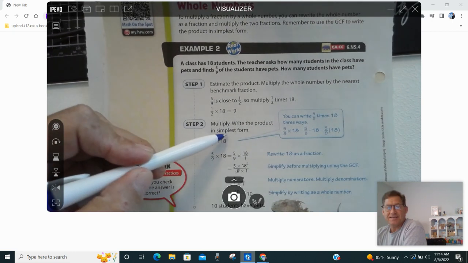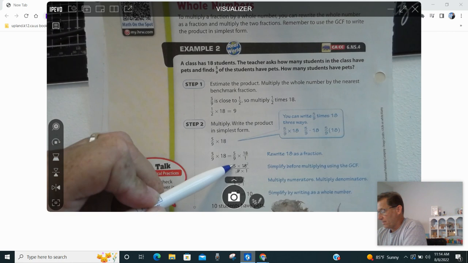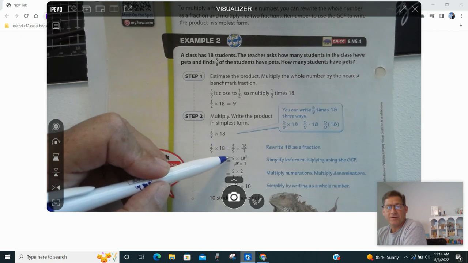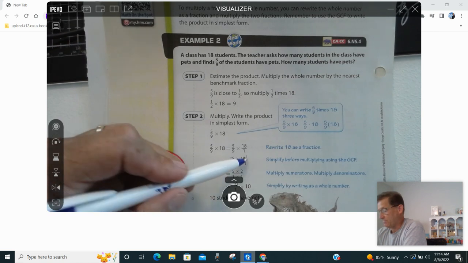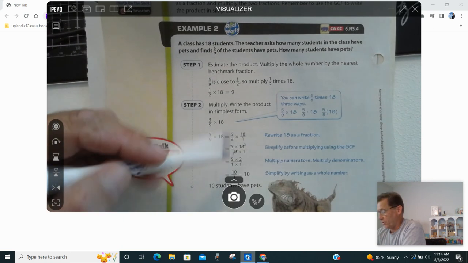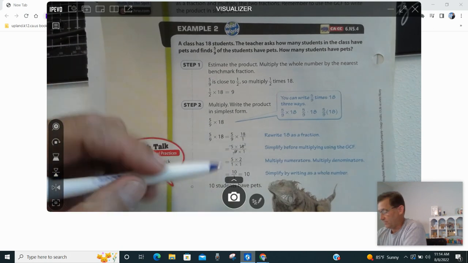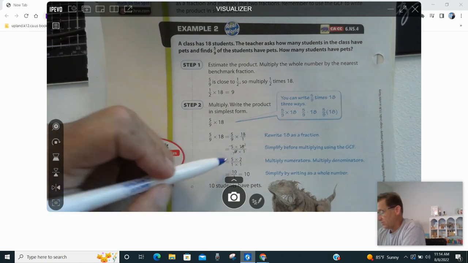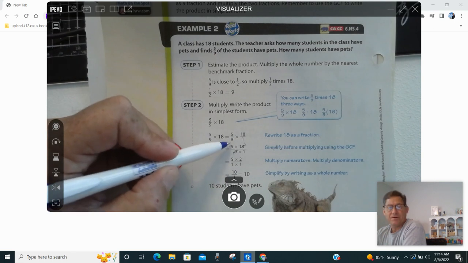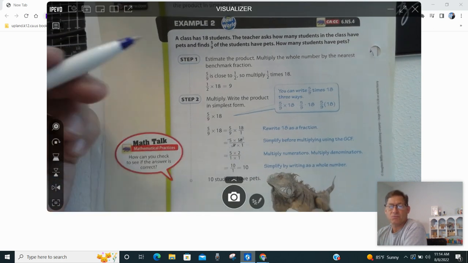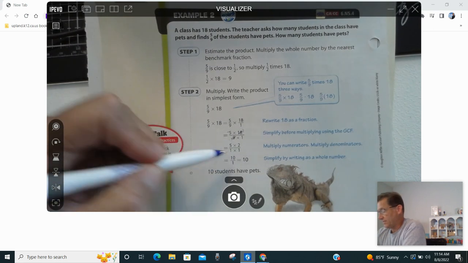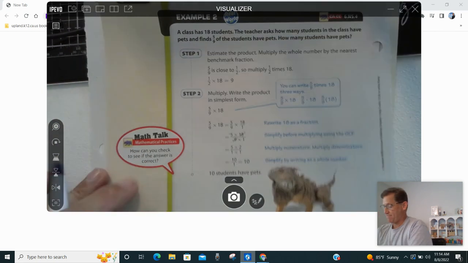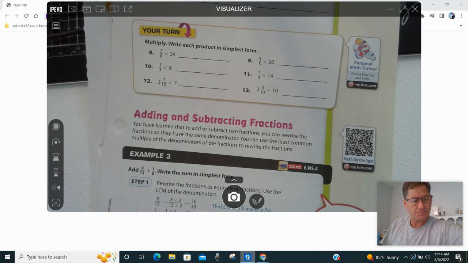So multiply 5/9 times 18. Rewrite 18 as 18 over 1, and then rewrite it so we have 5 times 18 in the numerator and 9 times 1 in the denominator. Well, you notice that 9 is a factor of 18. So divide 9 by 9 and you get 1. Divide 18 by 9, you get 2. So we're going to rewrite what's left. We have 5 times 2 in the numerator and we have 1 times 1 in the denominator. 5 times 2 is 10. 10 over 1 simplifies to 10. Okay. All right, so now let's practice.